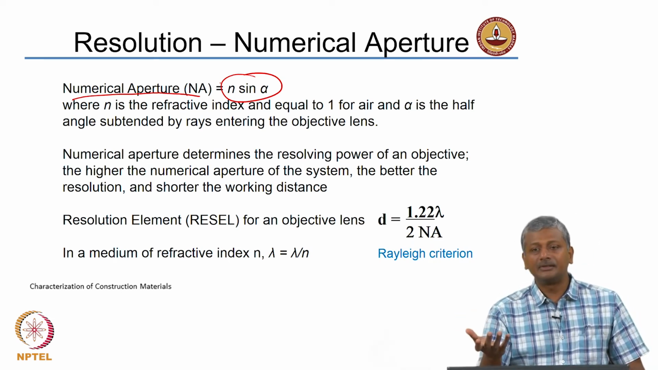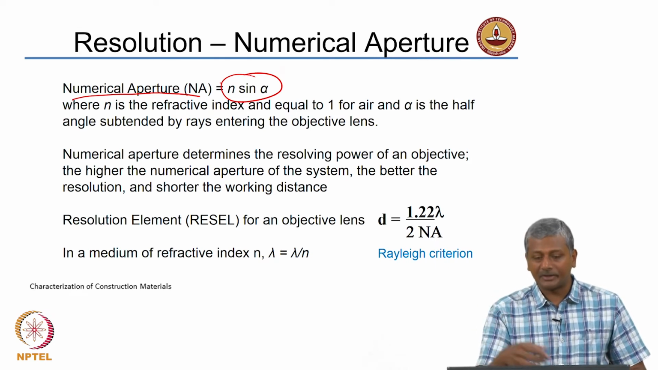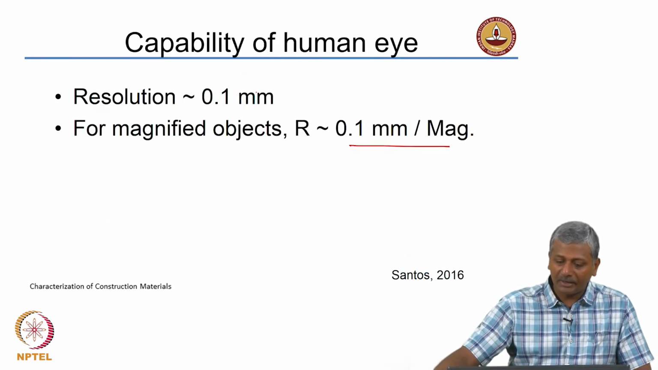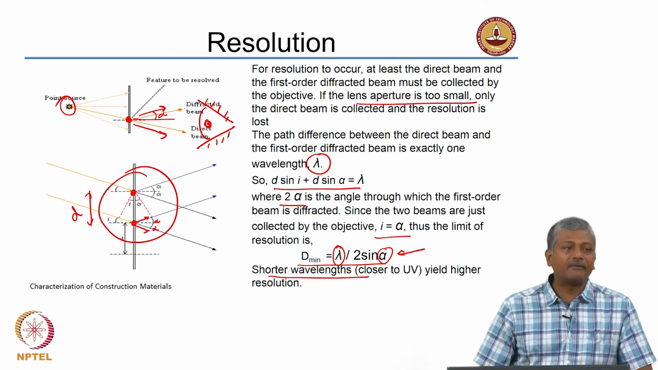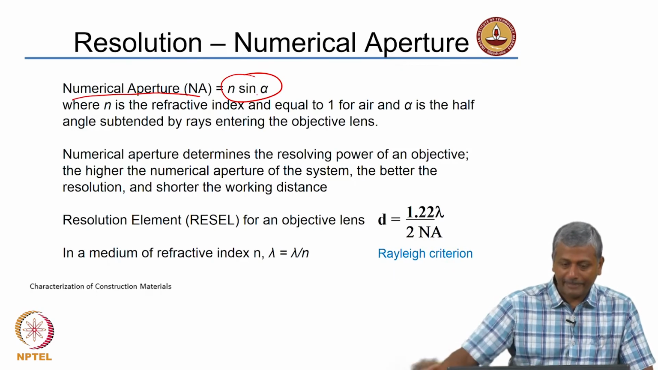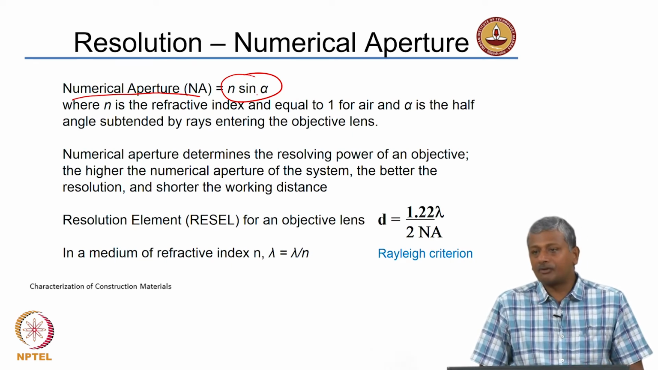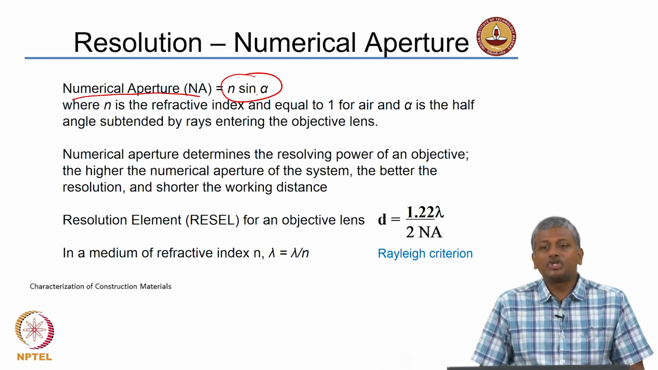In other words, in such oil immersion lenses, what will happen to the resolution? Resolution will be better, you will be able to resolve better because your sine alpha will become greater. That means if you go back to the previous equation here, since sine alpha is greater, you will actually end up having a much better resolution. Okay, so numerical aperture defines the resolving power of an objective lens. The higher the numerical aperture, the better the resolution, and shorter the working distance.